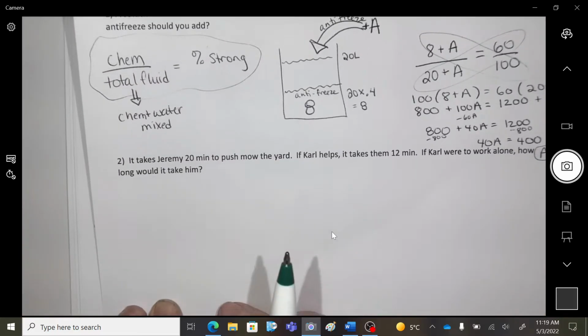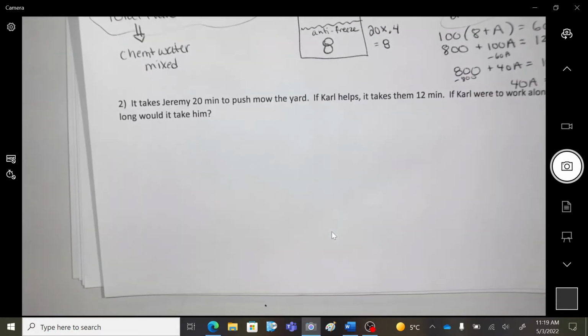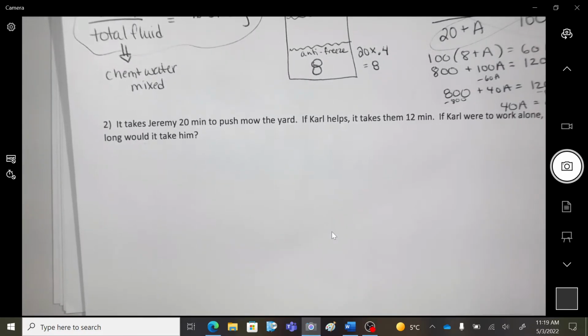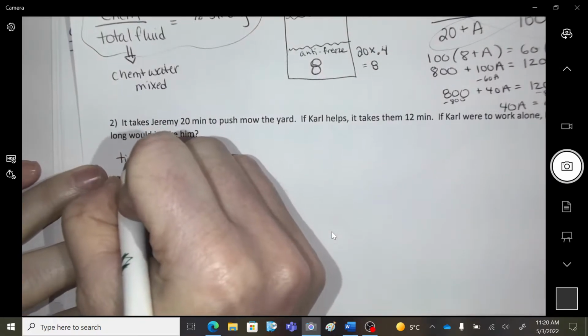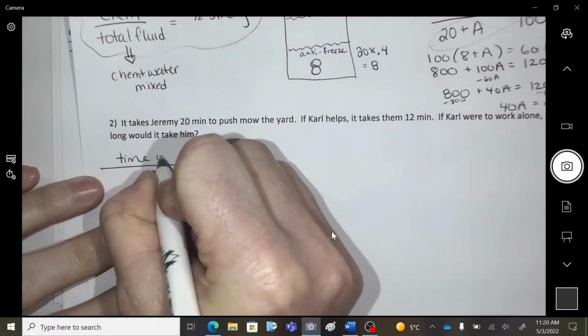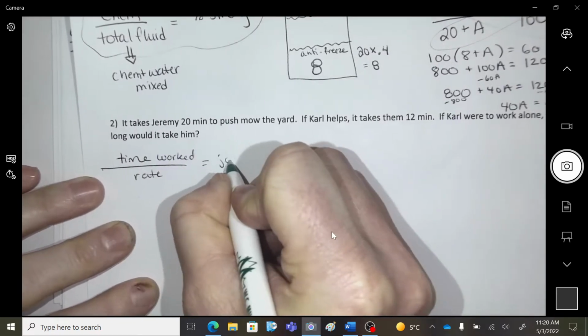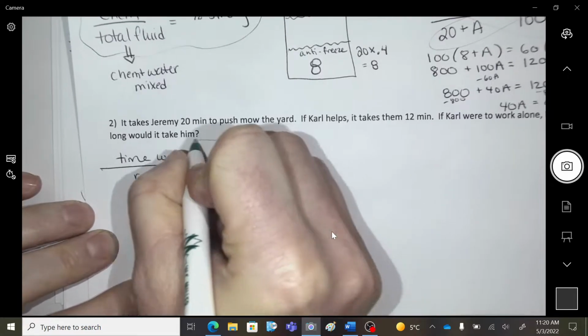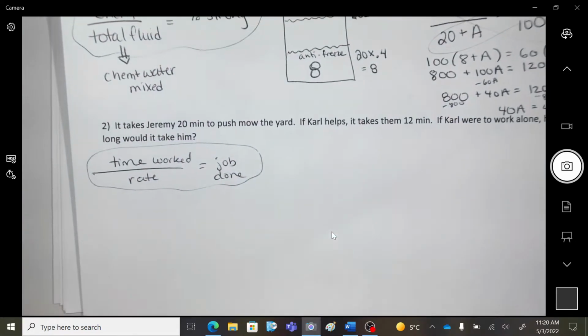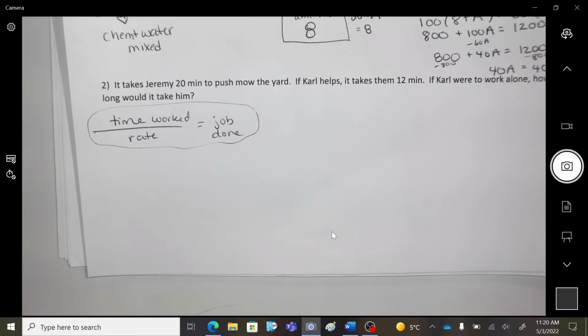Okay, Jeremy takes 20 minutes to push mow a yard, and then if Carl helps, it takes them 12 minutes. If Carl is working alone, how long would it take him? Okay, so on this, here's the big idea. The time that you worked divided by your rate equals how much job you've done.